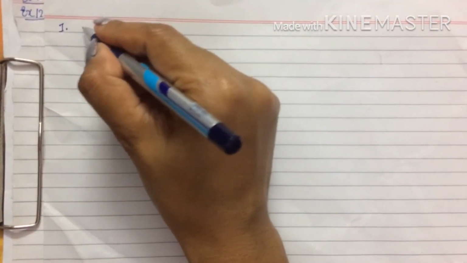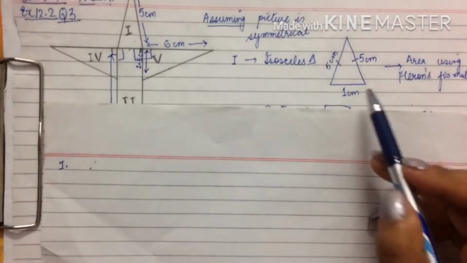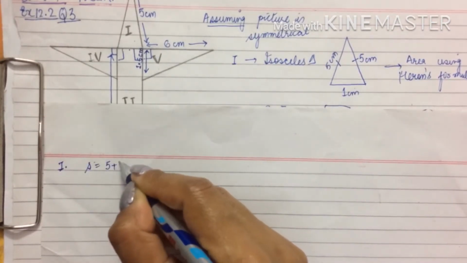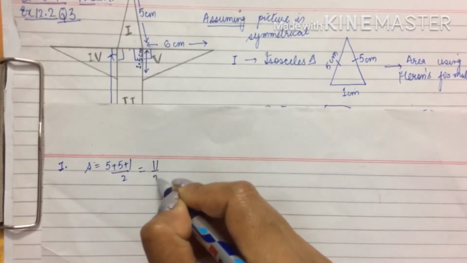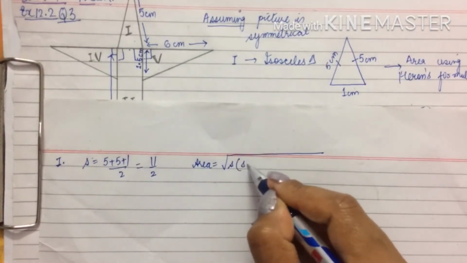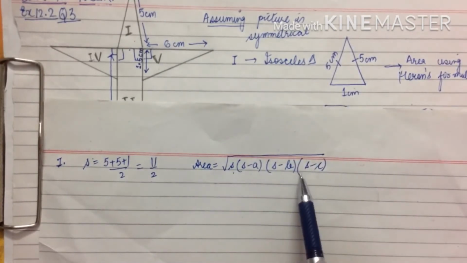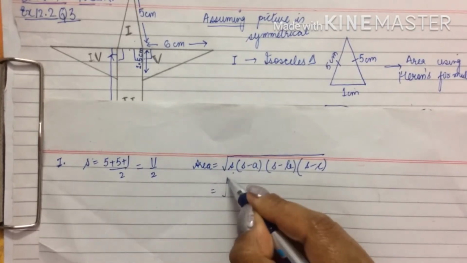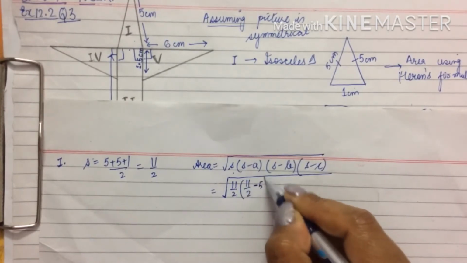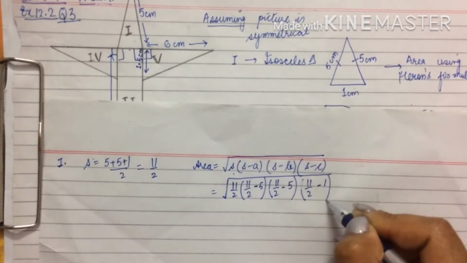For the first part, the isosceles triangle, we are applying Heron's formula. Let's start with the semi-perimeter, sum of all sides. This will be 11 by 2. Then area will be equal to under the root s into s minus a, s minus b into s minus c, where s is your semi-perimeter, a, b, c are the three sides. Let's put the values. 11 by 2 into 11 by 2 minus 5 the first side, 11 by 2 minus 5 the second side, 11 by 2 minus 1.